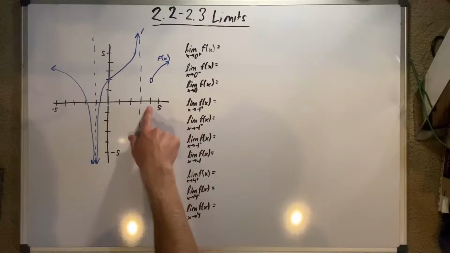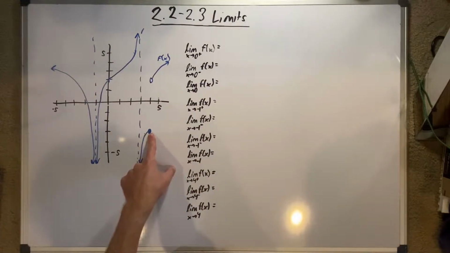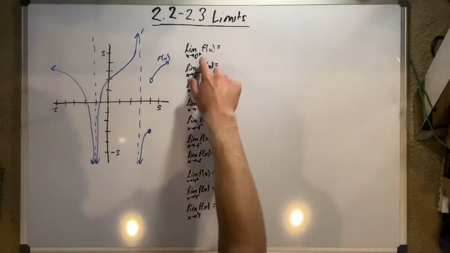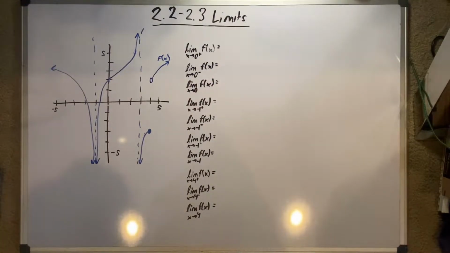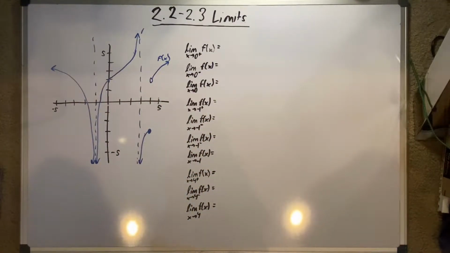If you want to evaluate the function at the number 4, it would be this number here because that's the closed dot, so -3. But how it acts at or near 4 differs. So let's talk about that for a minute. First, our first problem here is what's the limit as x approaches 0 plus of f of x, our function here. So limit as x approaches 0 plus. What does that even mean?